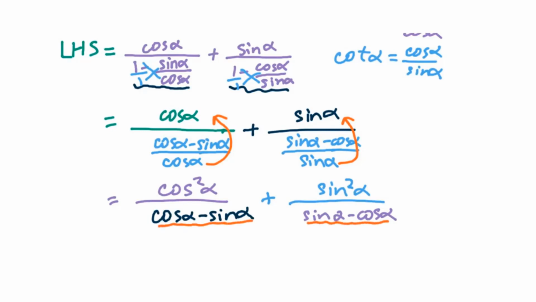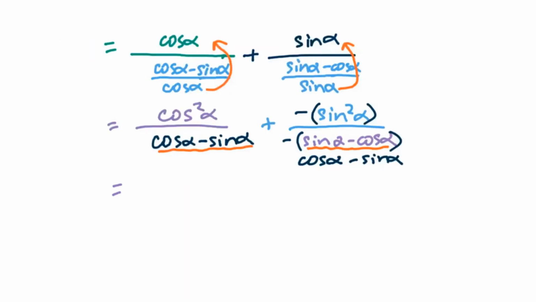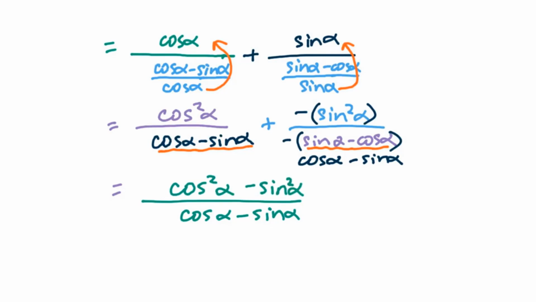What's the relationship between these two? We know that they are opposite: for a minus b and b minus a, that's opposite. Therefore, I will apply a negative sign to the top and bottom so that I can change the denominator into cosine alpha minus sine alpha. Therefore, I got cosine alpha minus sine alpha in the denominator. Look at the top. I got cosine square alpha minus sine square alpha.